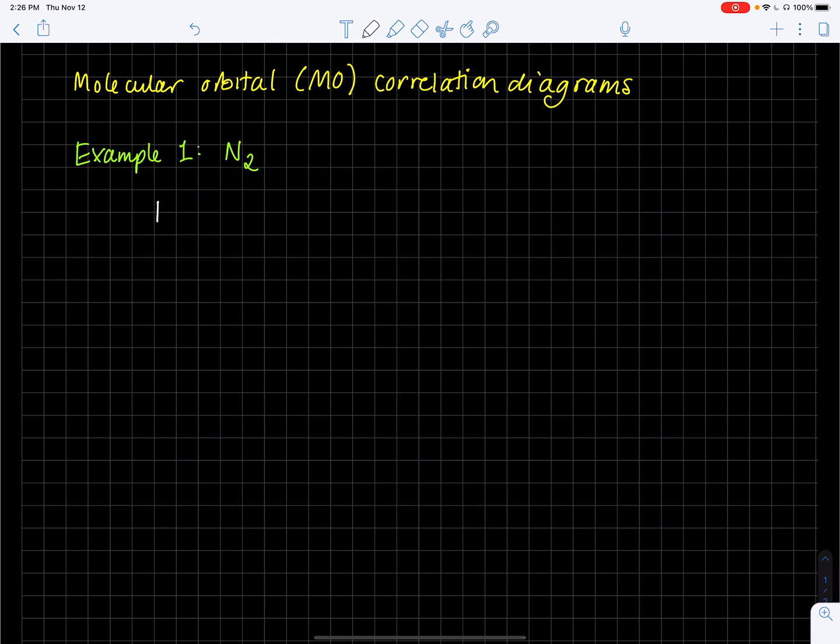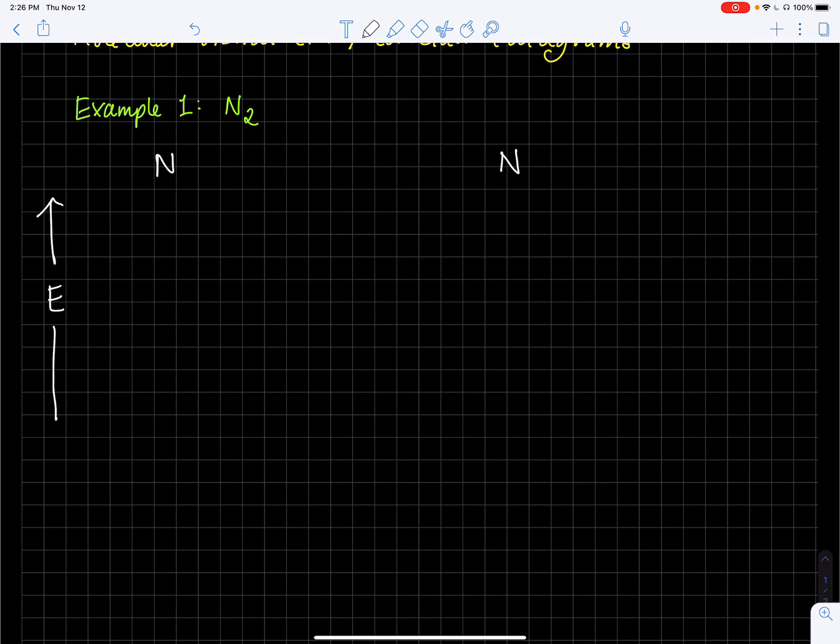On the left and on the right, you will have the two atoms that make up your diatomic molecule. And I'll just remind you that this is an energy level diagram, so there's an energy axis going up. So what we'll do is we'll draw the valence orbitals for the two atoms. There's a 2s orbital for each one, and then there are three 2p orbitals.